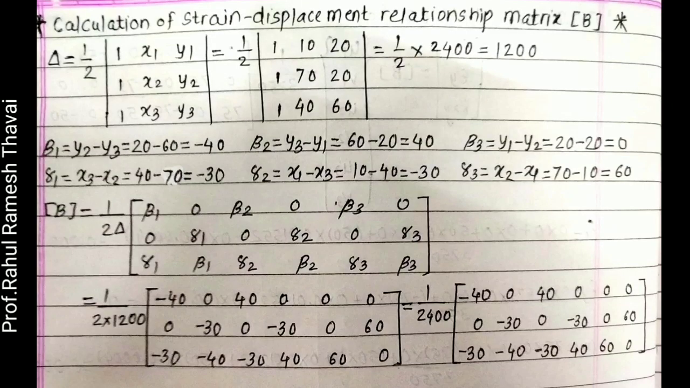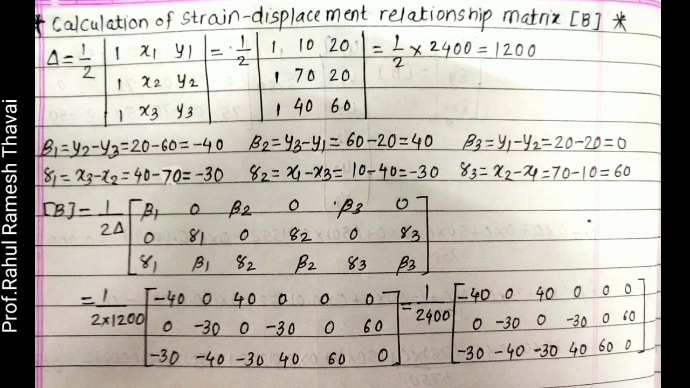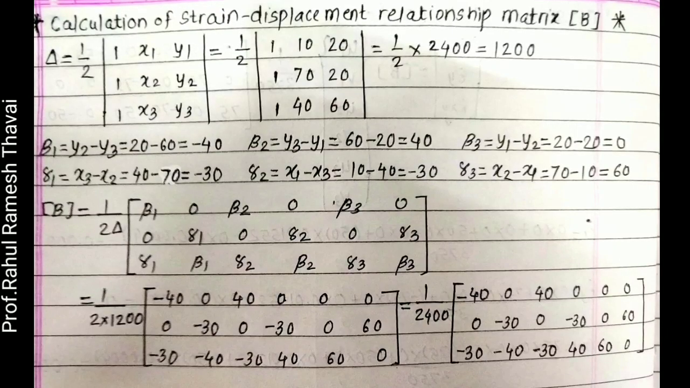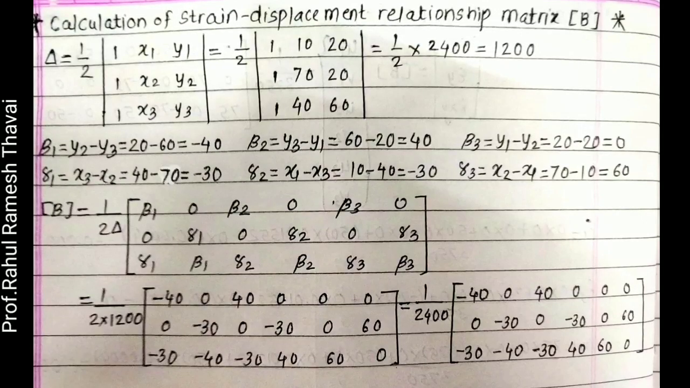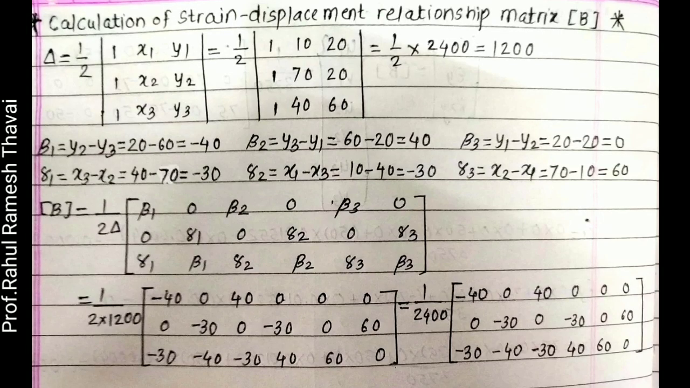Now when we have seen the derivation for shape functions for three noded triangular element, at that time we have derived the values of beta 1, beta 2, beta 3, gamma 1, gamma 2, gamma 3. Now I will calculate the value of beta 1, that is y2 minus y3. So it is equal to 20 minus 60, that is equal to minus 40. Then beta 2 is equal to y3 minus y1, that is 60 minus 20, that is 40. Then beta 3 is equal to y1 minus y2, that is 20 minus 20, which is equal to 0.